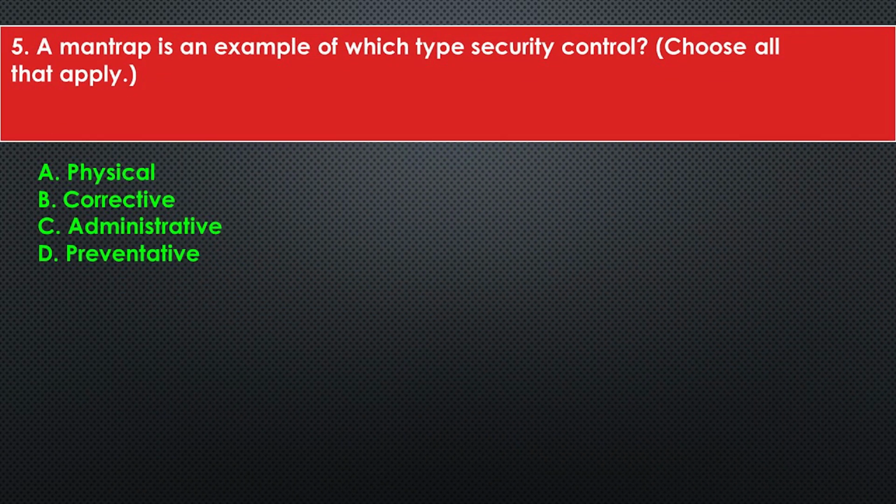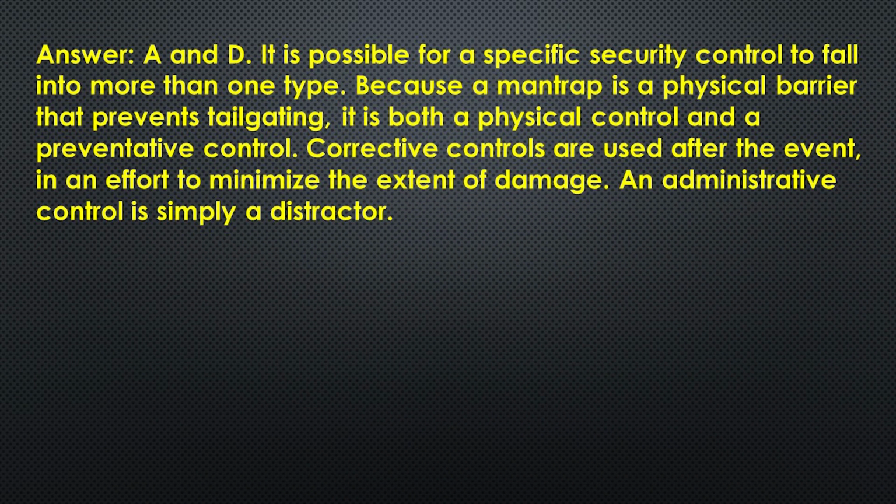5. A man-trap is an example of which type security control? Choose all that apply. A. Physical. B. Corrective. C. Administrative. D. Preventative. Answer: A and D. It is possible for a specific security control to fall into more than one type. Because a man-trap is a physical barrier that prevents tailgating, it is both a physical control and a preventative control. Corrective controls are used after the event, in an effort to minimize the extent of damage. An administrative control is simply a distractor.